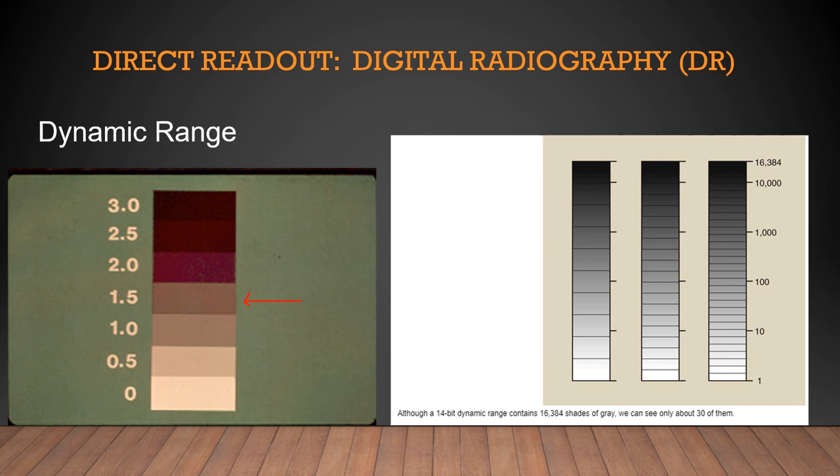Well, if we go to digital imaging, the dynamic range is identified by the bit capacity of each pixel. DR may have the dynamic range of a 14-bit system, which means it's 16,384 shades of gray. So you increase the dynamic range when you go to a DR system.